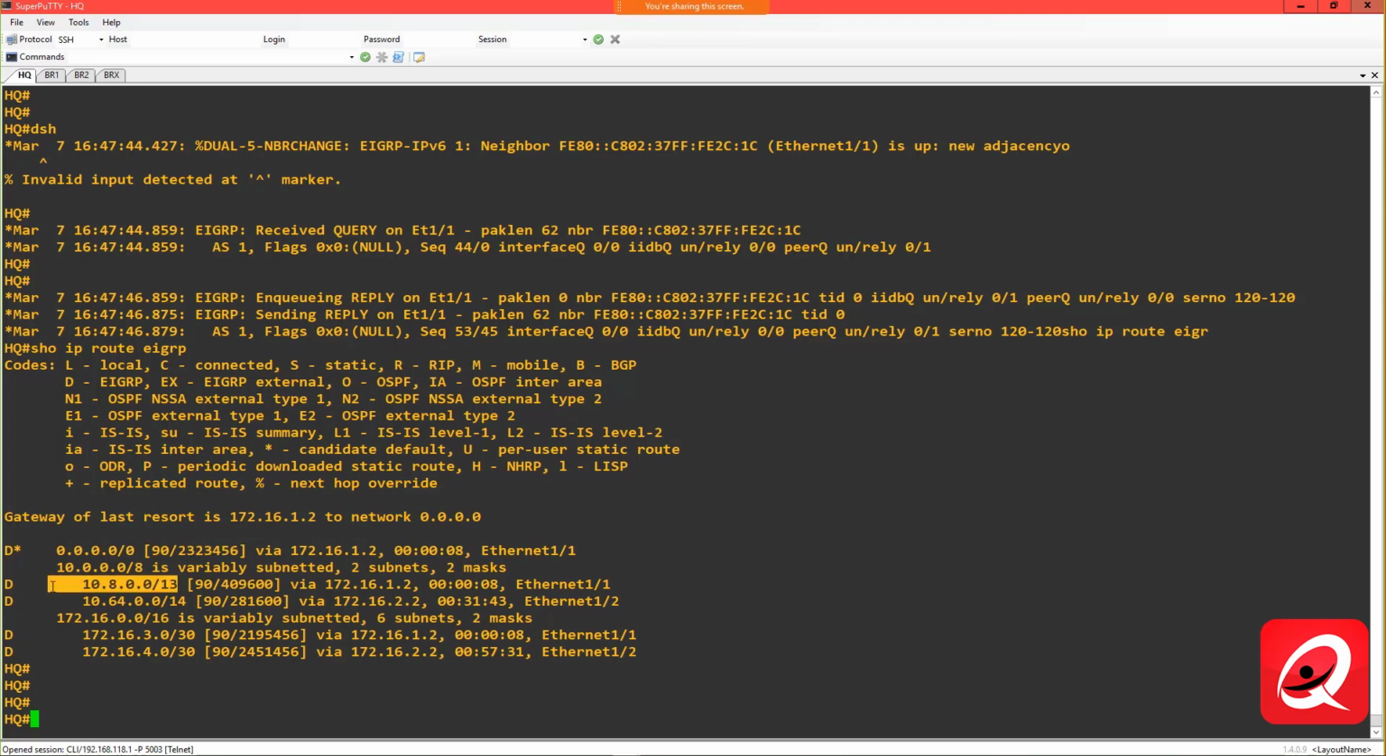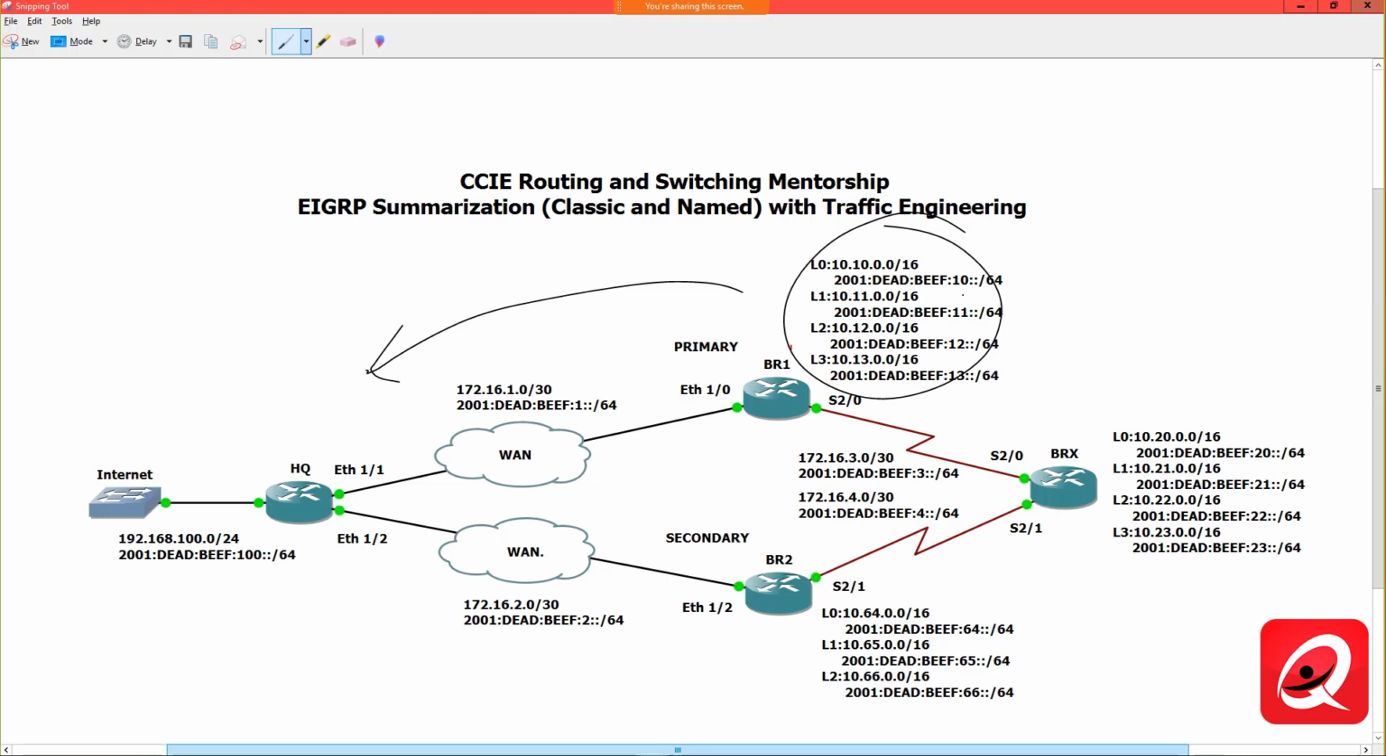All right, but I'm getting the 10.8.0.0/13, but notice the metric, 409,600. Now we essentially have, in the topology, 4 networks that are part of this particular route, this particular summary.